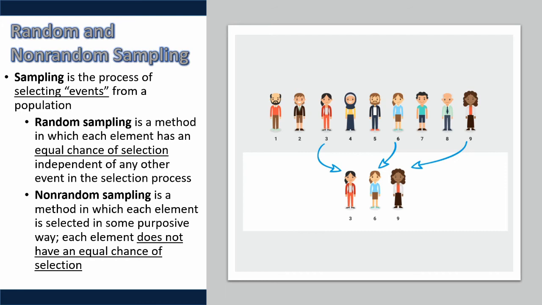Non-random sampling is a little different. Non-random sampling means that each object or element is selected in a purposive way, such that each person in the population does not have an equal chance of being selected into the sample. Non-random sampling is usually less ideal than random sampling because certain characteristics might be overrepresented when selecting objects or elements in a purposive way. We'll get to that a little later when we talk about non-random sampling.